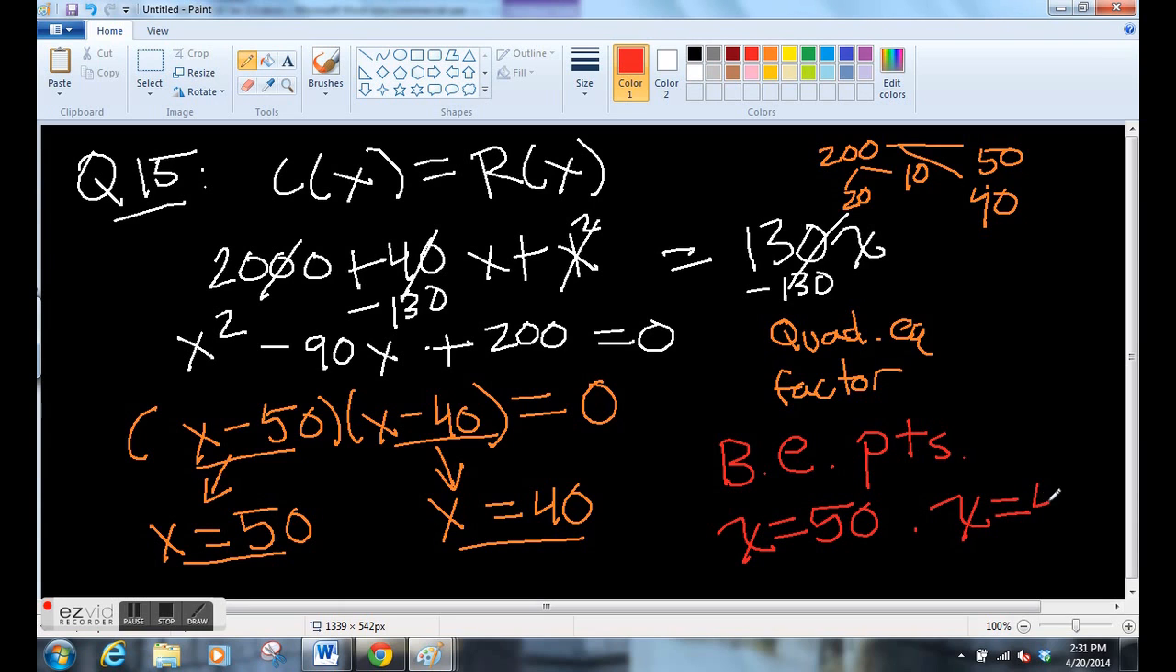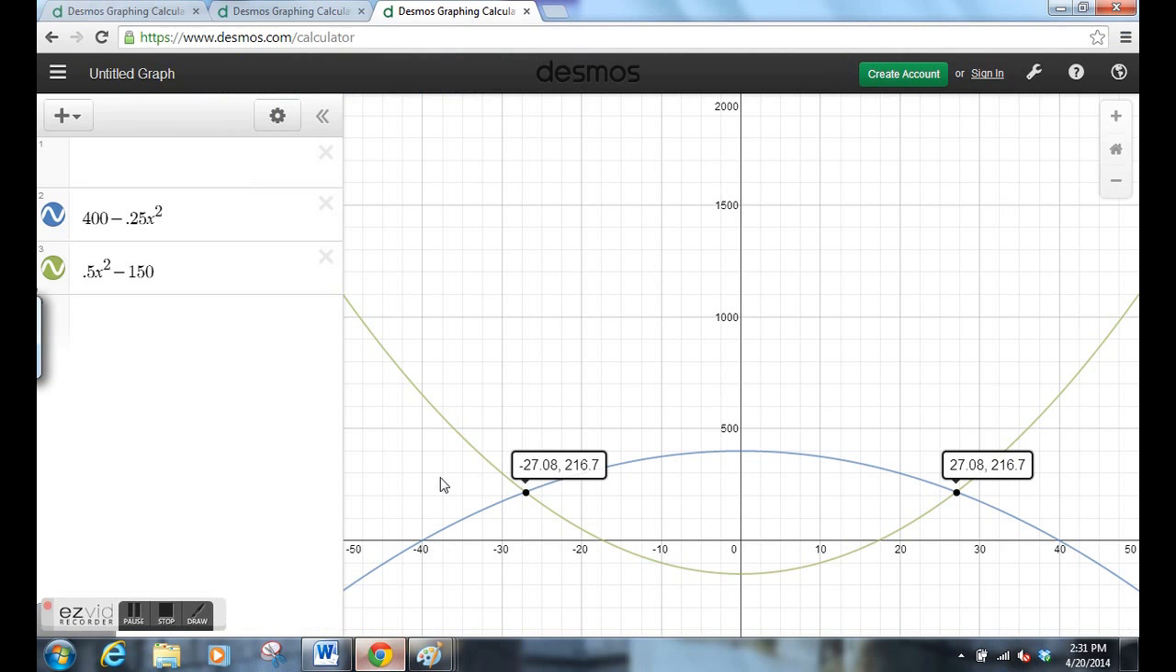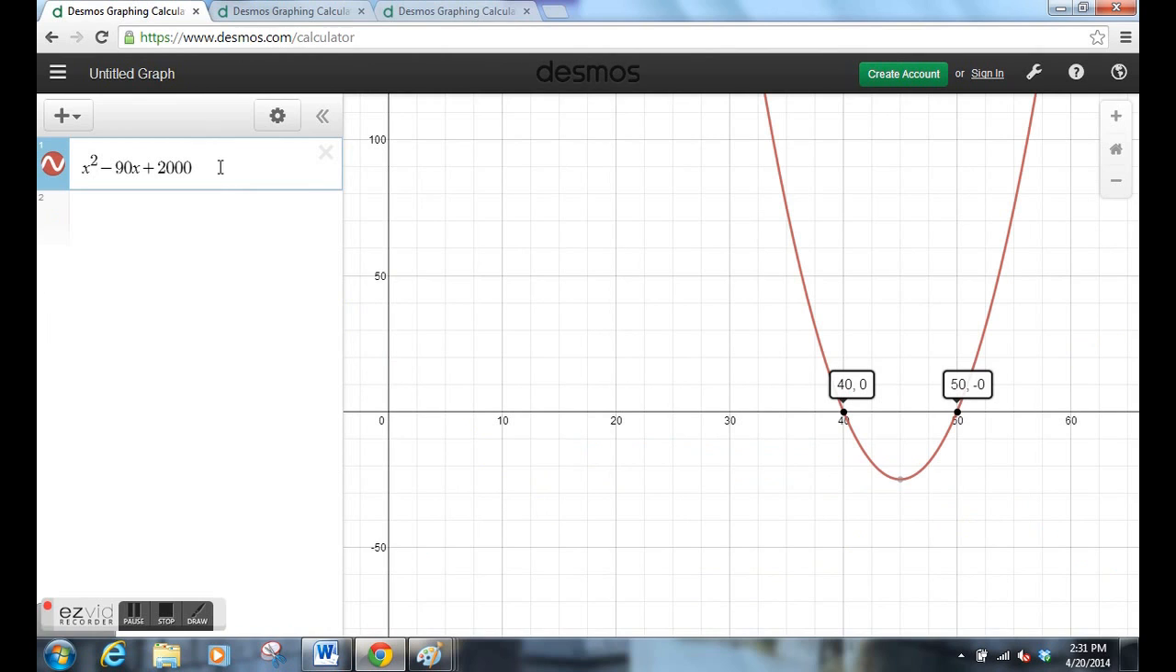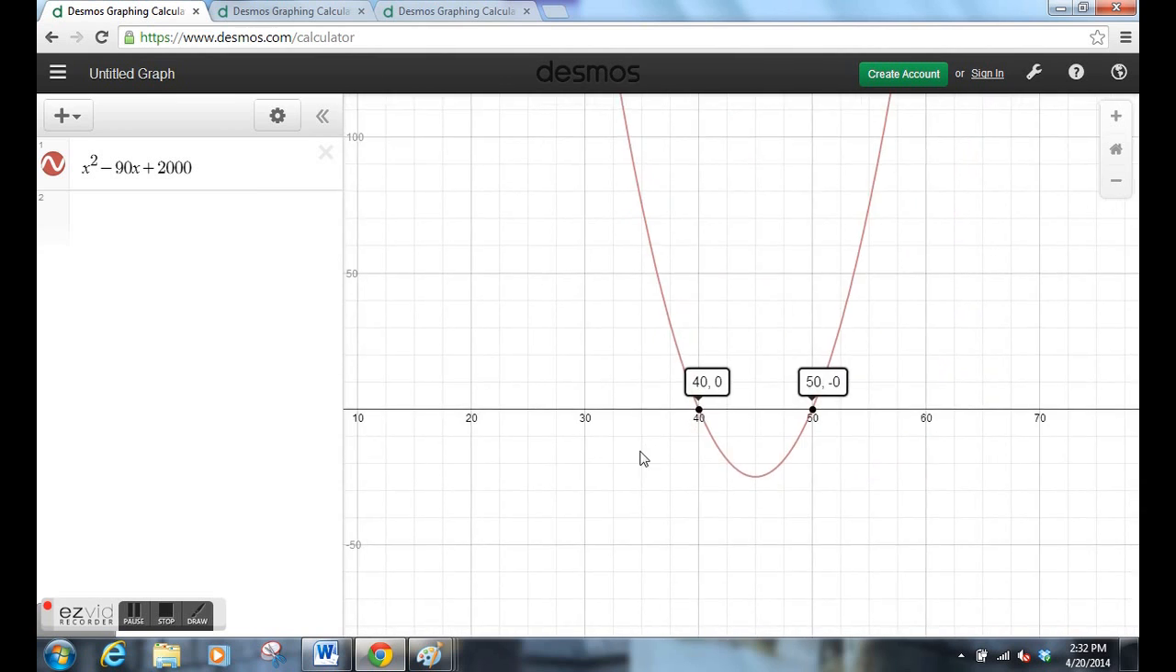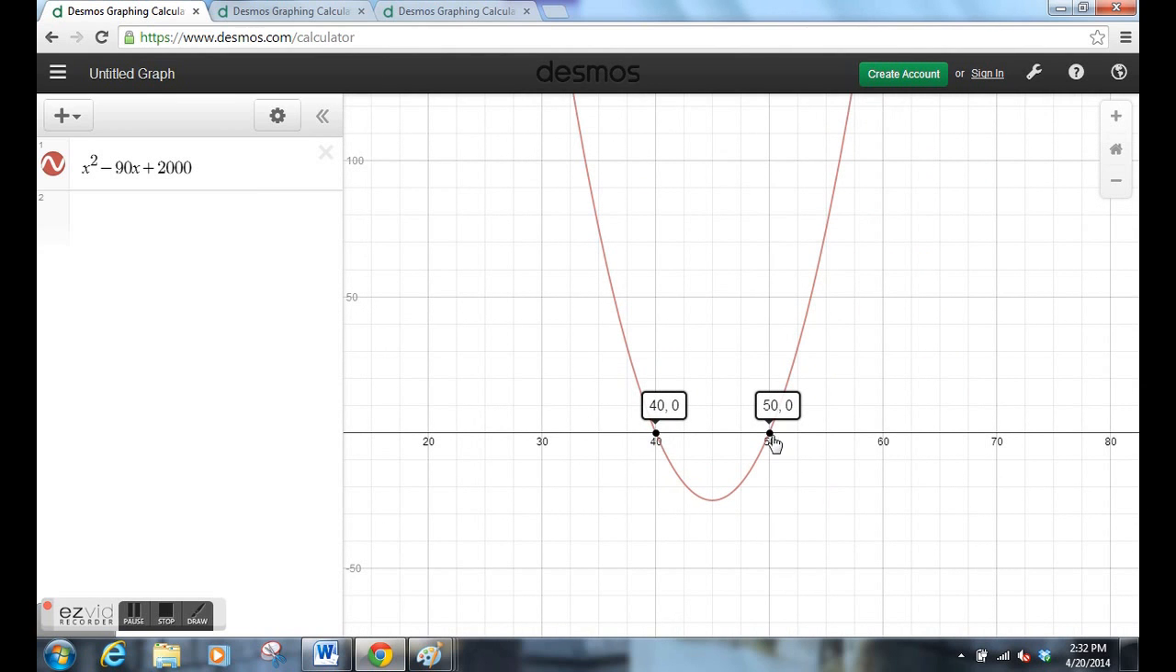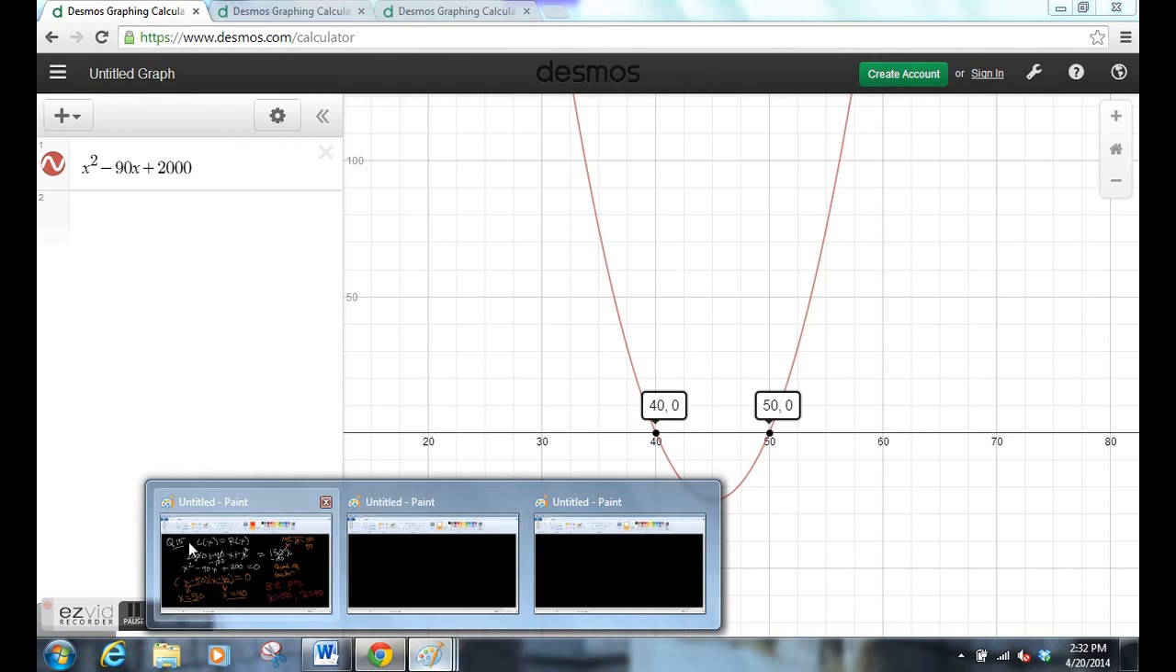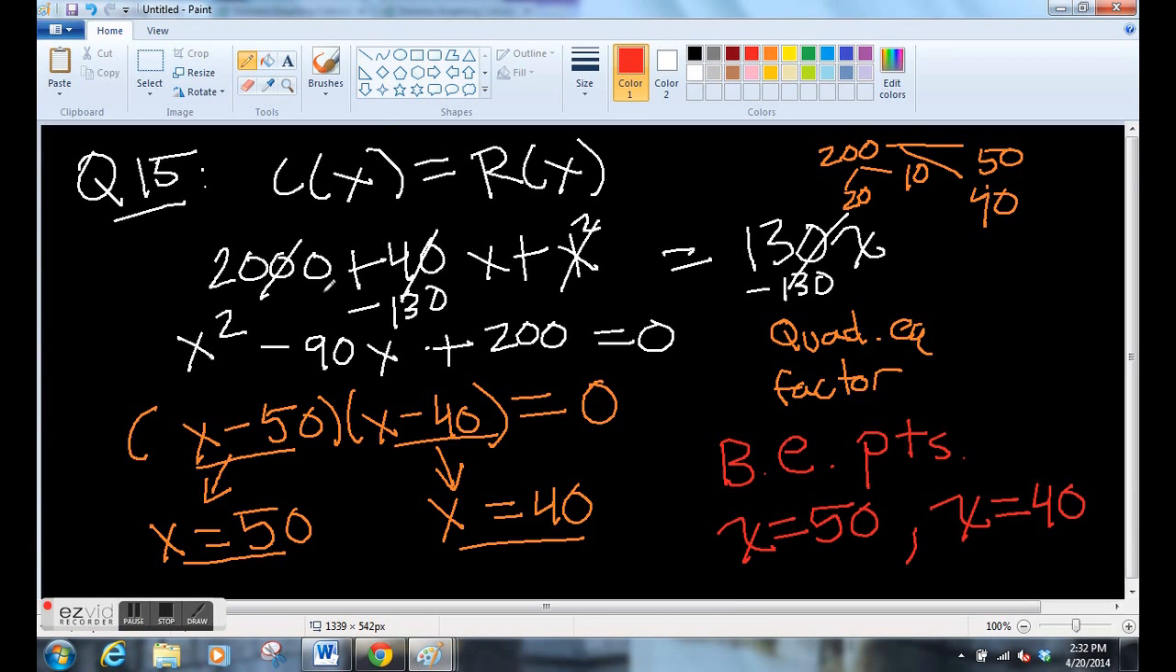What's happening in the middle? Well, let's see. I mapped this out for you: x squared minus 90x plus 2,000. Here's the parabola. You can see that it opens upward because the coefficient in front of the x squared term is 1. The break-even points are where it crosses the x-axis, at 40 and 50. That's the graphing solution. If you're good with your graphing calculator, you can graph it and see where the parabola crosses the x-axis. But you still need to set the functions equal to each other and get this parabola first.